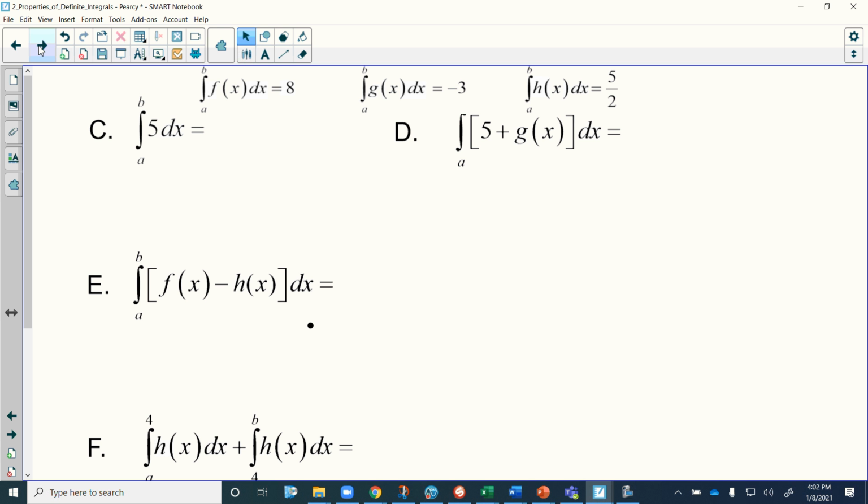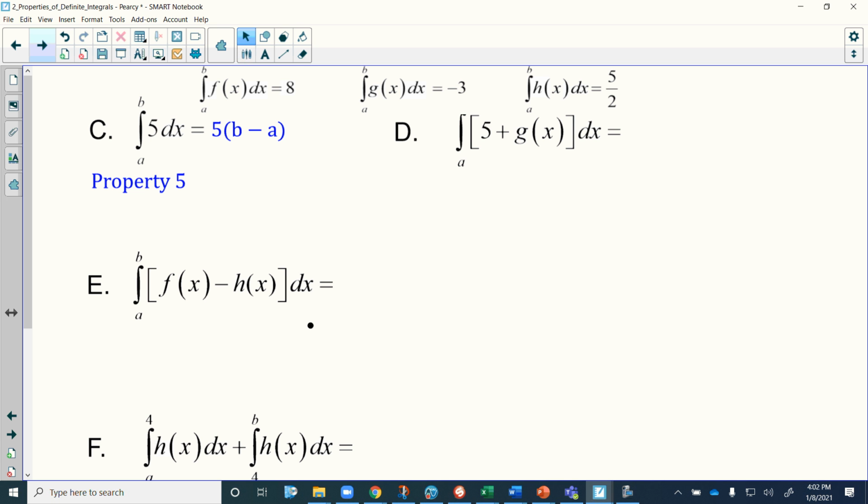Now here on C, this is the integration of a constant from a to b. So the constant itself is 5. So we're going to say 5 multiplied by the base. Now we don't know what the actual value of the base is. We just know it's going to be the difference of b minus a, whatever that happens to be.